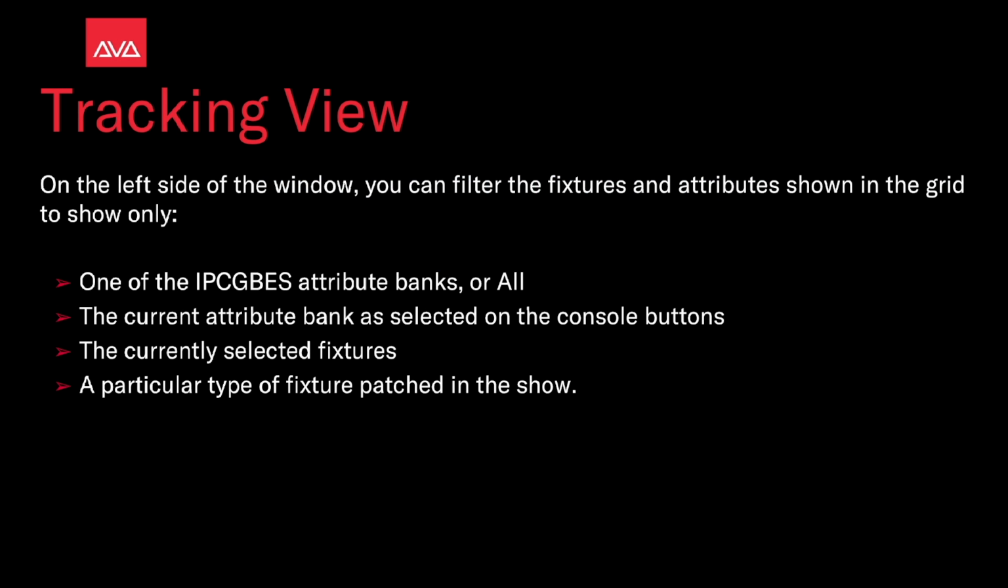On the left side of the window, you can filter fixtures and the attributes shown in the grid to show only one of the IPCGBES attribute banks, which is intensity, position, color, gobo, beam, effects, and special, or all of them. You can also select the current attribute bank as selected on the console buttons, show only the currently selected fixtures, or a particular type of fixture patched in the show. So let's have a look at that.